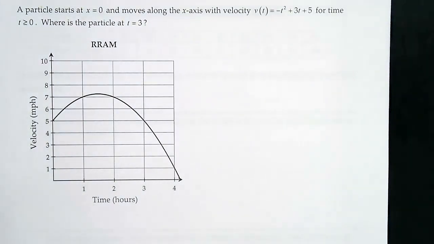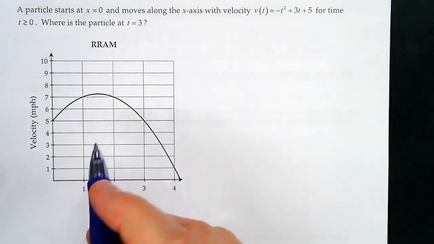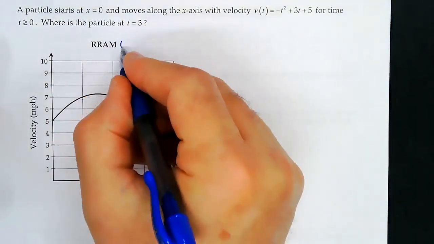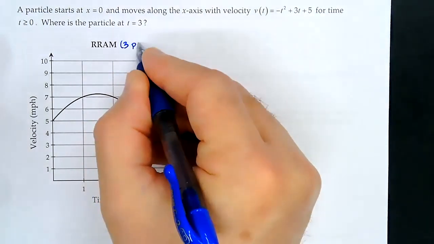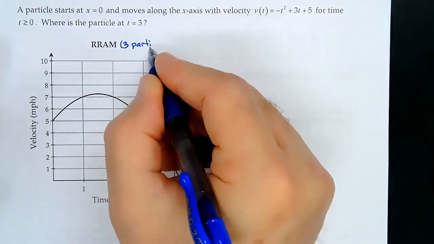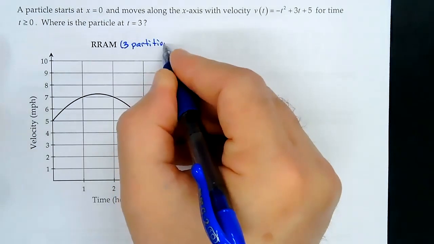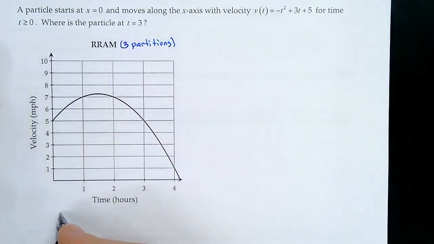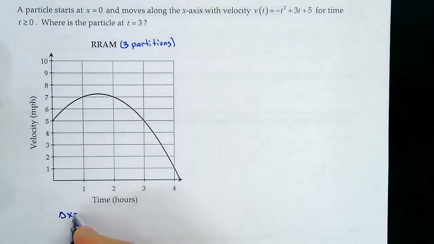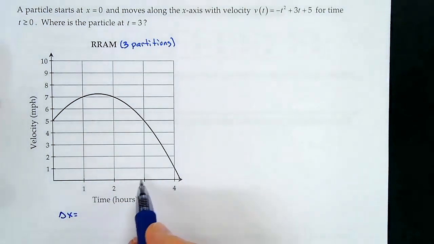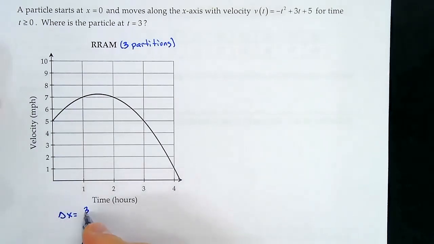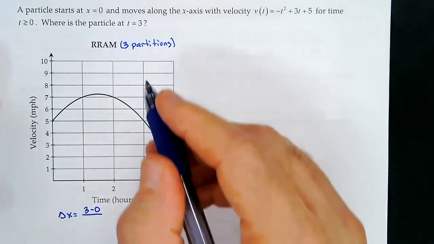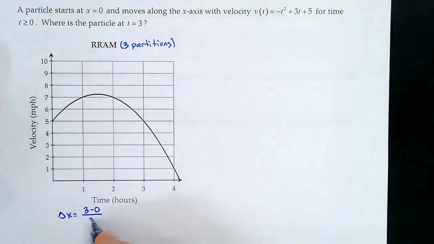All right, so same problem, but this time we're going to do RRAM, and I meant to write this. We're going to do 3 partitions, and we're still going to go from 0 to 3. So that means our delta x is going to be our endpoint, which is 3, minus our starting point, which is 0, and divide by how many partitions there are, in this case 3. So that'd be 3 minus 0, which is 3 over 3. So my delta x is going to be 1.